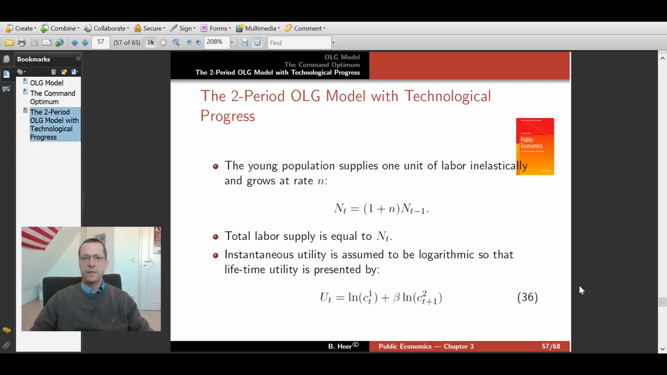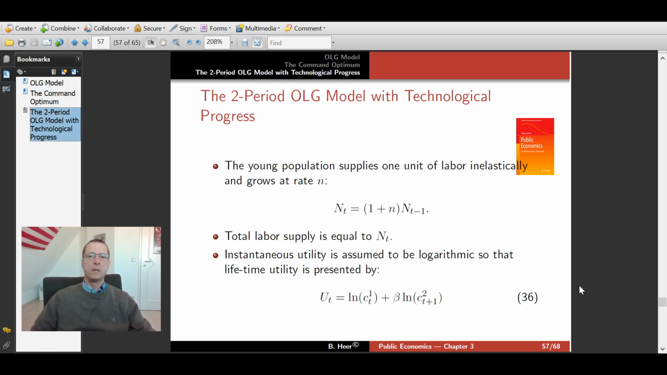This is on slide 57. So we use the same structure that we analyzed in the preceding sections. We have a two-period model. In each period, there's one young cohort and one old cohort. And in the next period, the young cohort becomes the old cohort and the old cohort dies. And a new cohort is born. The population and the number of young cohorts grows at the common rate n, so that the number of young people, N_t, grows by n, as in the first equation on slide 57.